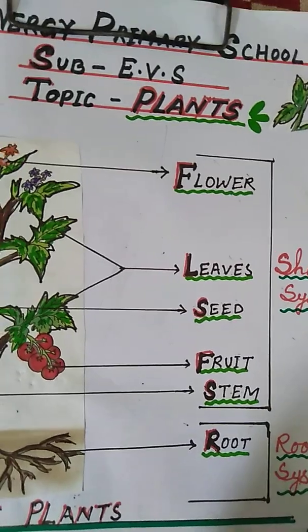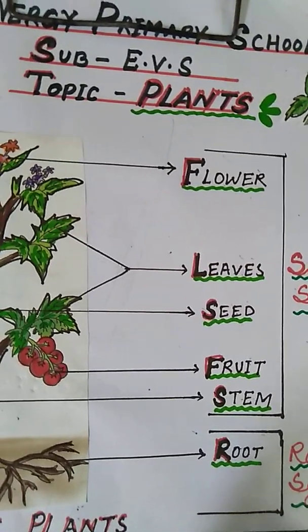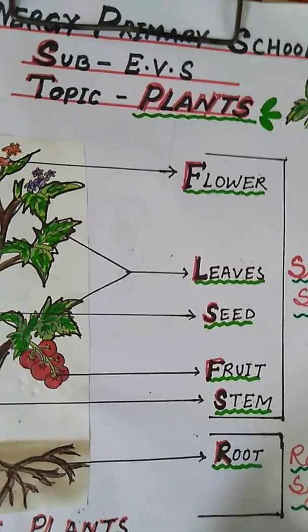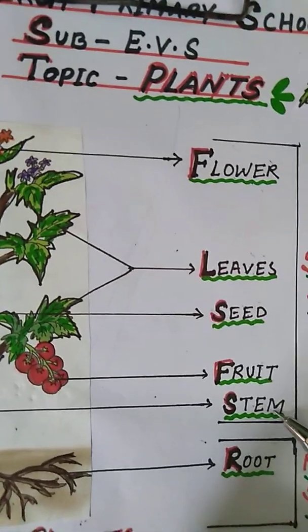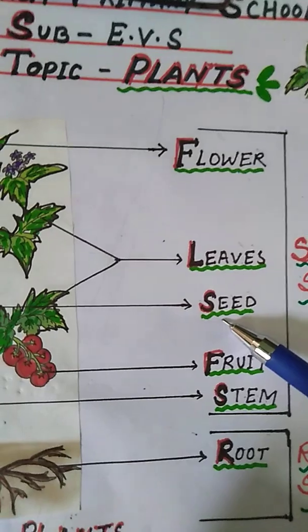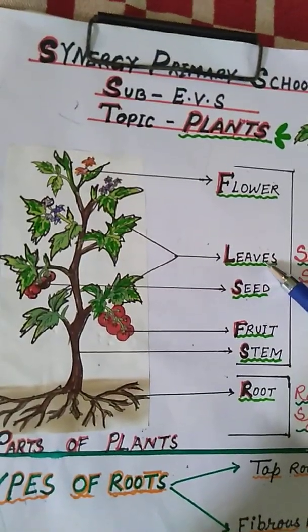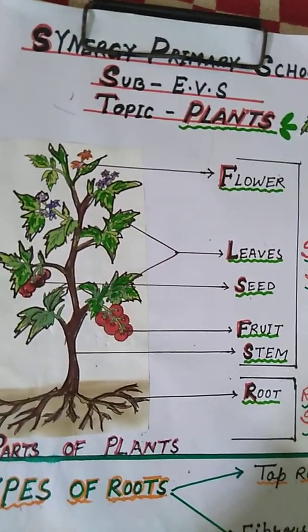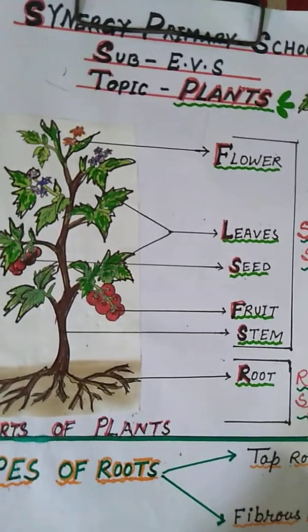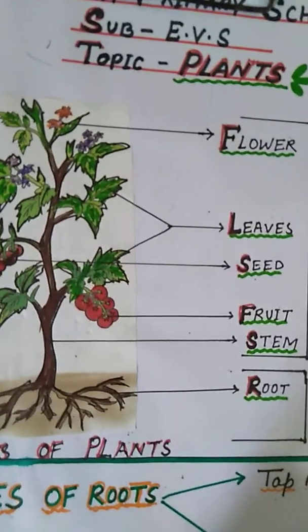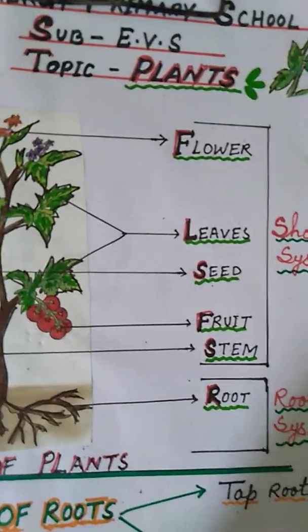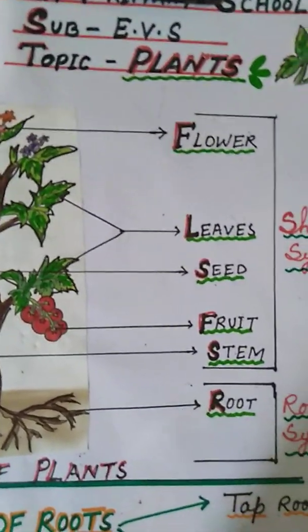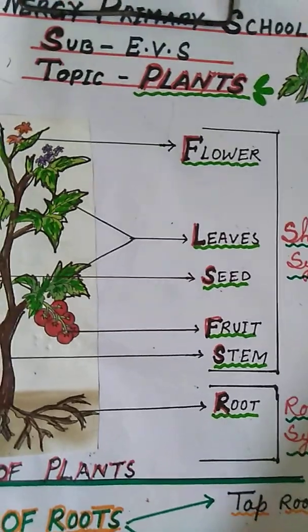And the part of the plant that grows above the ground is called the shoot system. The shoot has stem, fruit, seed, leaves, flowers. And now the root. How many types of root? There are mainly two types of root, the tap root and the fibrous root.